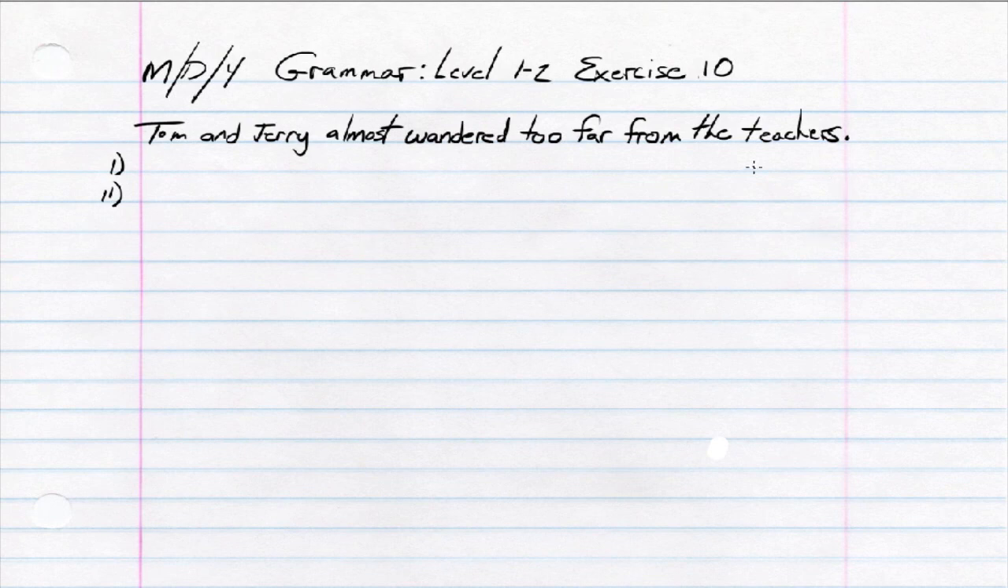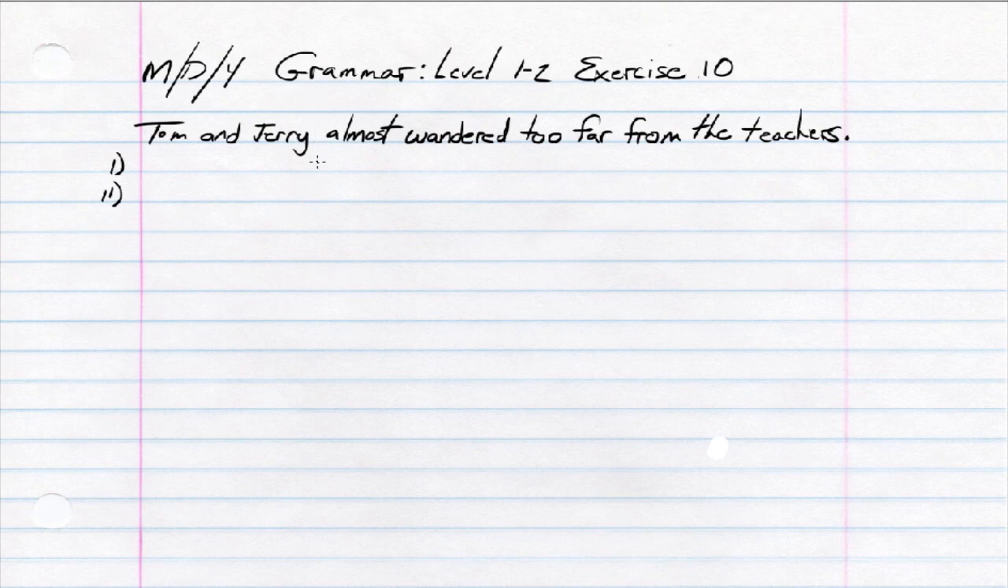So in this sentence, you might also recognize we've done this before. Tom and Jerry almost wandered too far from the teachers. We've already discussed the parts of speech of this sentence. So what I'd like you to do right now is to write this sentence down on a clean sheet of paper, put down the heading on the paper, do level 1, try not to look back at the answers we've already had for this, and then also try to complete level 2.